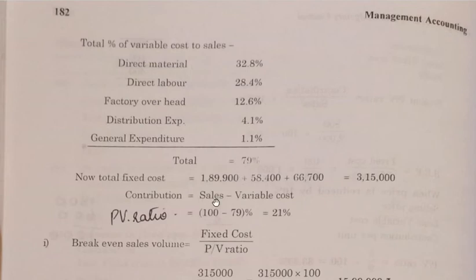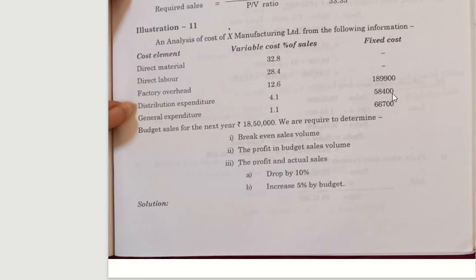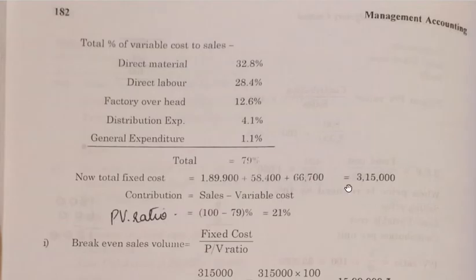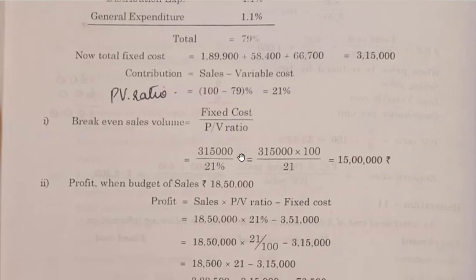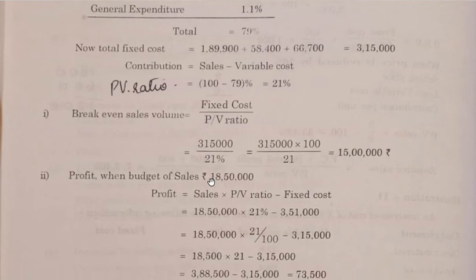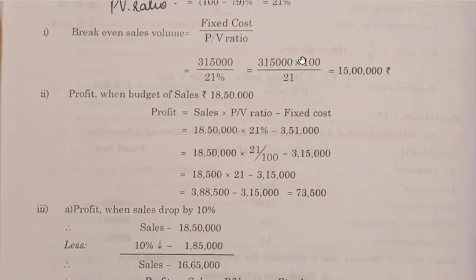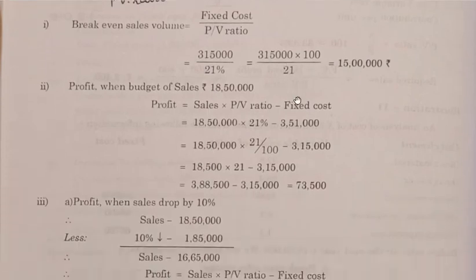Okay, so now total fixed cost is how much? We have fixed cost: factory overheads 1,89,900 plus distribution expenses 58,400 plus 66,700. Total you get 3,15,000. So your contribution is sales minus variable cost, 100 minus 79%, which is 21%. So your break-even sales volume is fixed cost divided by PV ratio. This 21% is nothing but your PV ratio. So fixed cost is 3,15,000 divided by 21%, which is 3,15,000 into 100 divided by 21, which is 15 lakhs.